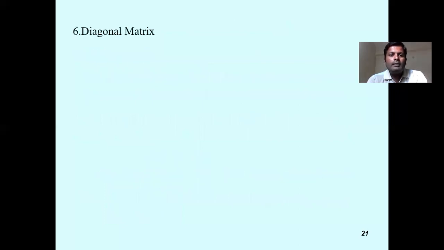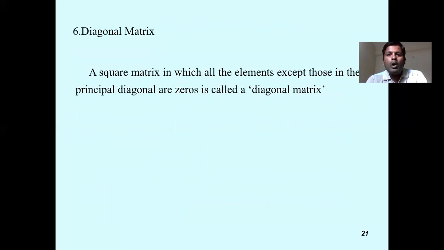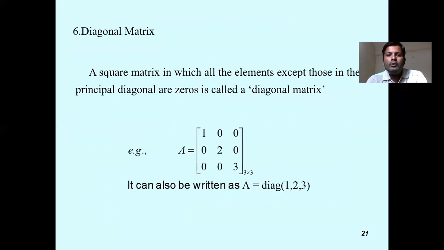Now we go to the next definition, diagonal matrix. A square matrix in which all the elements except those in the principal diagonal are zeros is called a diagonal matrix. You observe here 1, 2, 3. The remaining all elements are 0. The definition is what? A square matrix in which all the elements except those in the principal diagonal are zeros.